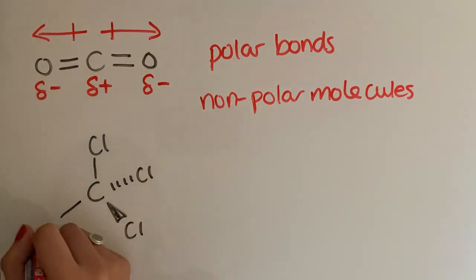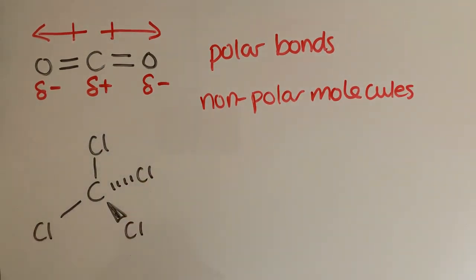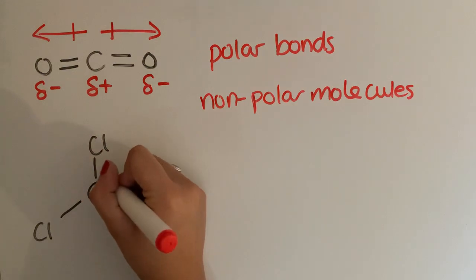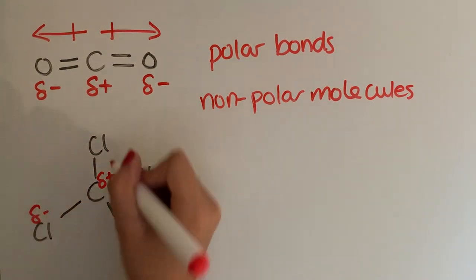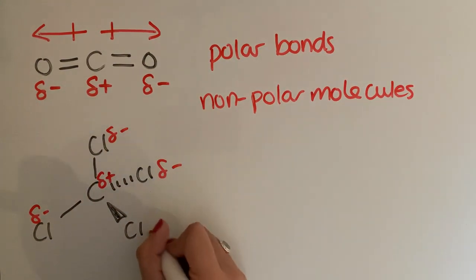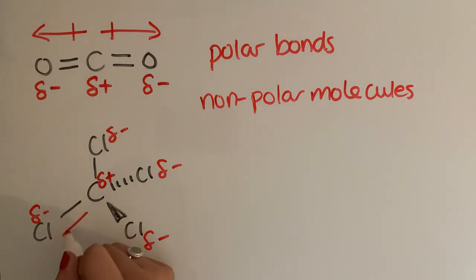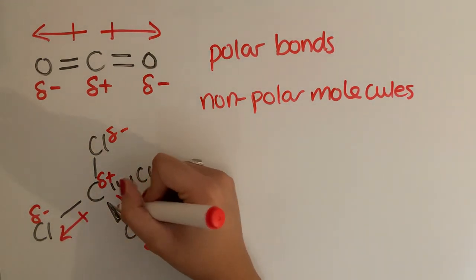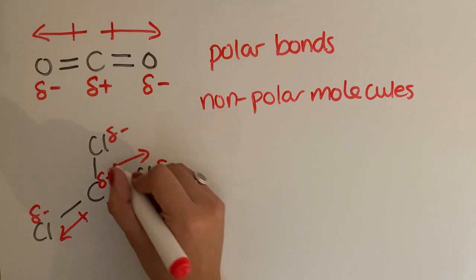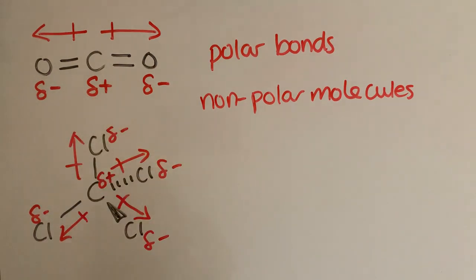And that is this compound here. So it's basically a carbon bonded to 4 chlorines. Chlorine is more electronegative than carbon, so there's a dipole going across each bond. Our carbon is always going to be our delta positive, and all of our chlorines are going to be delta negatives. So there is a dipole moving away from the central atom for all of those.